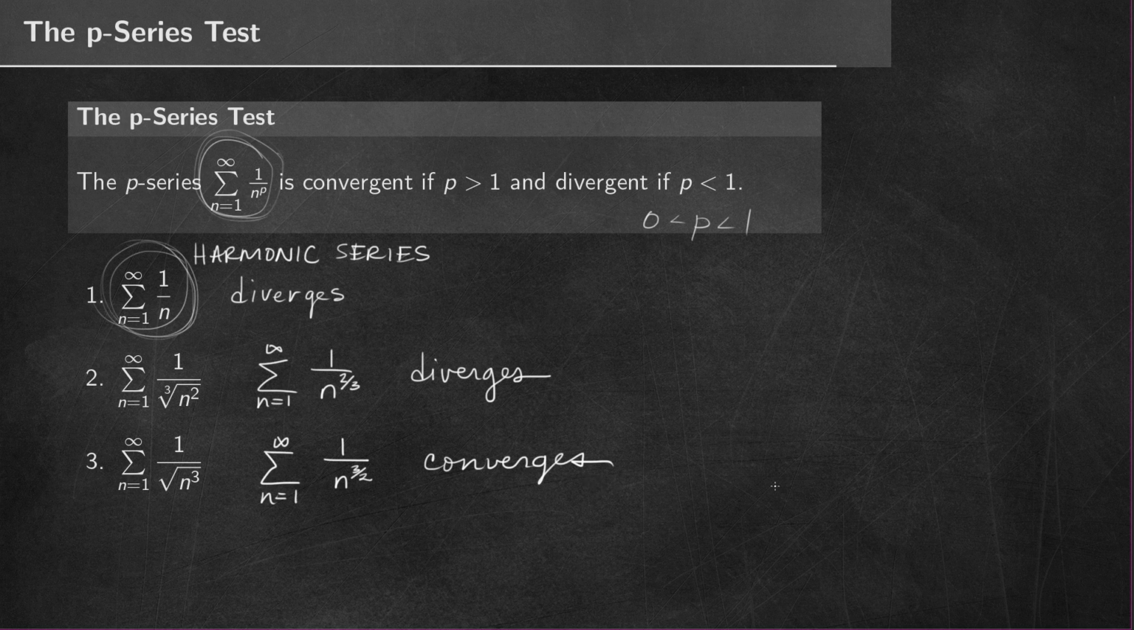So to recap, we looked at the nth term test for divergence, which can only tell us when a series diverges. And we looked at the integral test, which we can only use when the nth term is positive, continuous, and decreasing. And then we looked at the p-series test, which we can only use when we have a p-series.